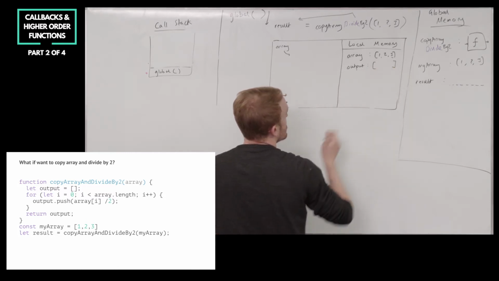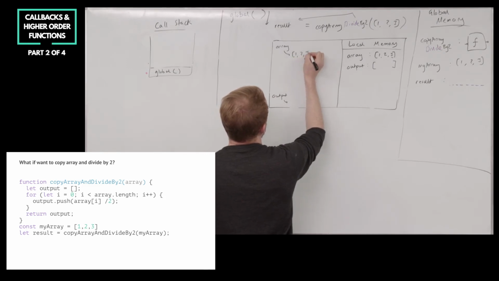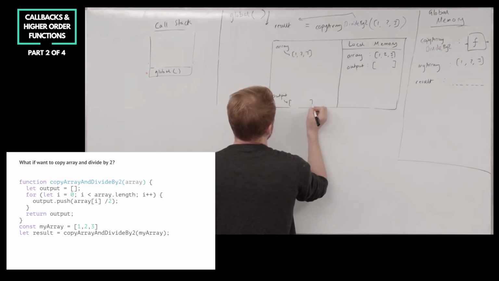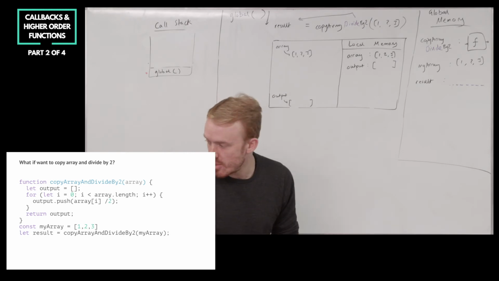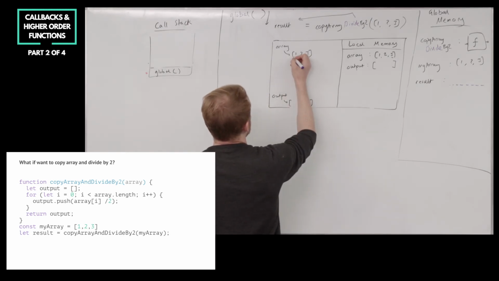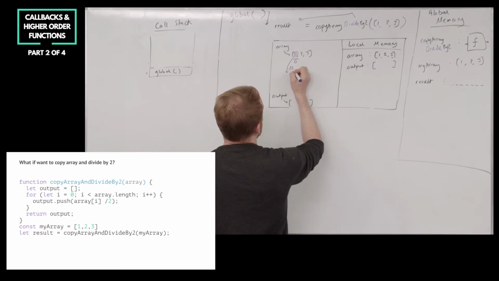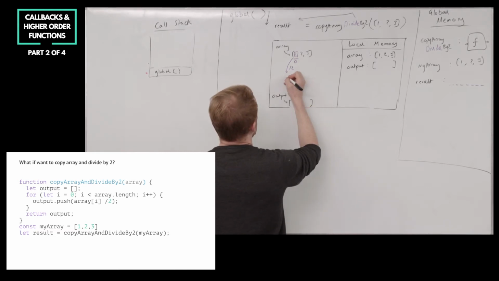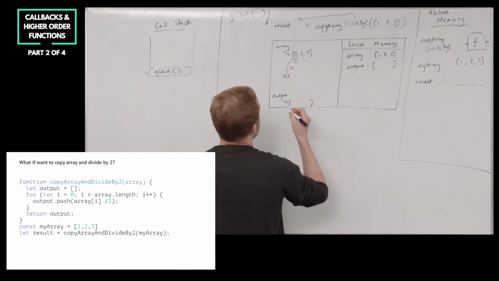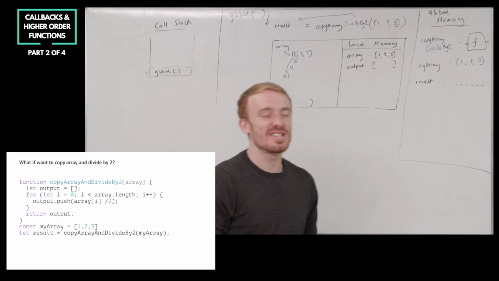And now we hit the body of the for loop. When we first hit the body of the for loop, what is the value of I? 0. I is 0. So array sub 0, array index 0 is what? 1. So we take that 1 and do what with it? Divided by 2. And get 0.5. Oh, 1. Wait. No, 1 divided. No, you're spot on.